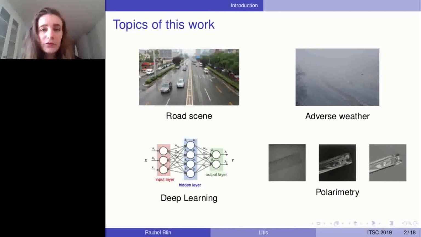Before going into further details regarding the dataset, I will give a few words about the different topics of this work. As we all know, providing an accurate road scene analysis is a vital task when it comes to autonomous driving. As a matter of fact, a mistake could lead to serious consequences, implying humans' life.